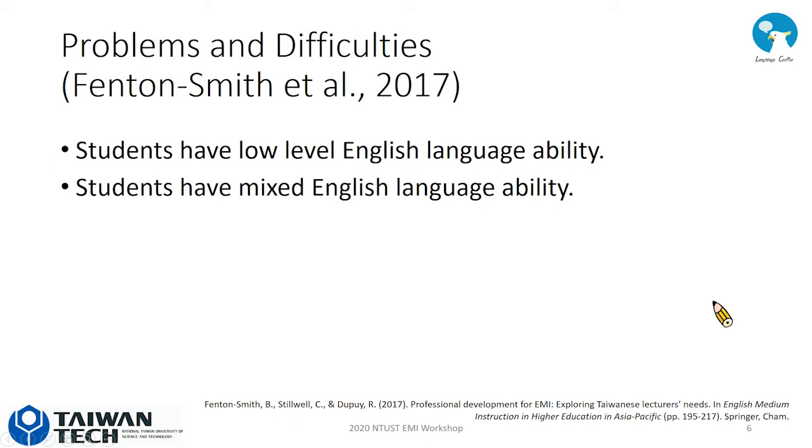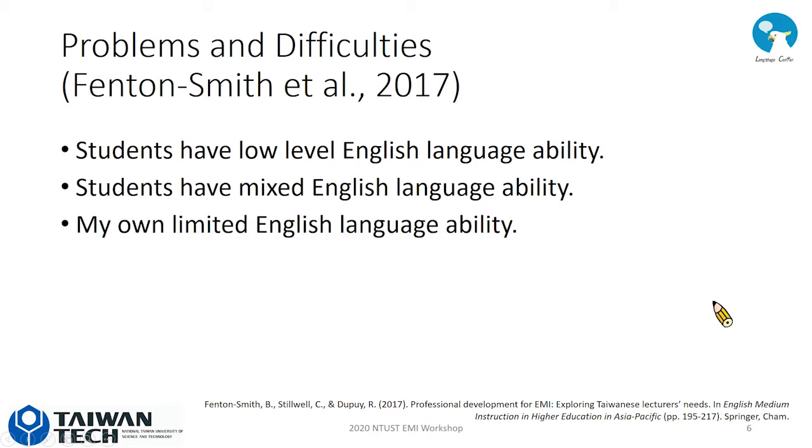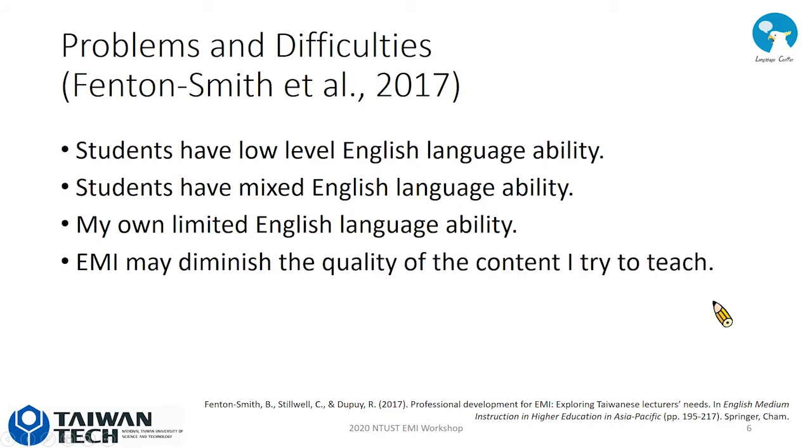Okay? So if you switch to Chinese, there is a group of people who cannot understand you in the class, right? But if you insist on using English, there's another group of students who cannot understand you. So it's a problem. And then there is your own limited English language ability as a teacher, okay? I also mentioned that. And also, EMI may diminish the quality of the content I try to teach.